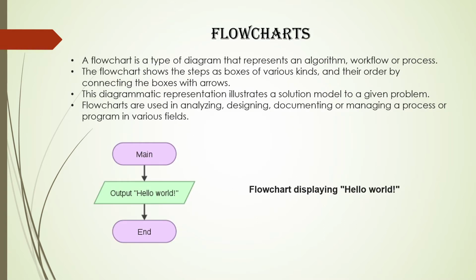So now comes the flowchart. It is basically a diagrammatic representation of the code you write. So let's see what is written here. A flowchart is a type of diagram that represents an algorithm, workflow or process. A flowchart shows the steps as boxes of various kinds and their order by connecting the boxes with arrows. This diagrammatic representation illustrates a solution model to a given problem. Flowcharts are used in analyzing, designing, documenting, or managing a process or program in various fields.